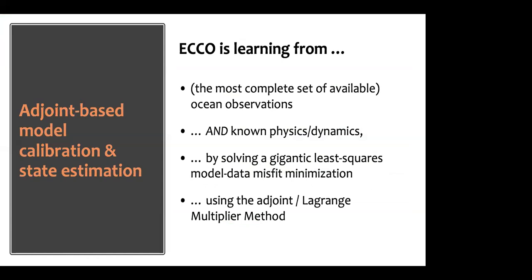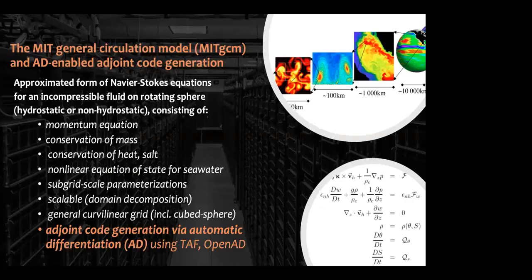So ECCO is learning from one of the most complete sets of available observations and known physics using this Lagrange multiplier method. Very briefly, the underlying general circulation model that we're using is the MIT general circulation model. I'm not going to go into its distinct features. The one thing I would like to highlight is again that we need, of course, the adjoint of this model, which is a key ingredient.